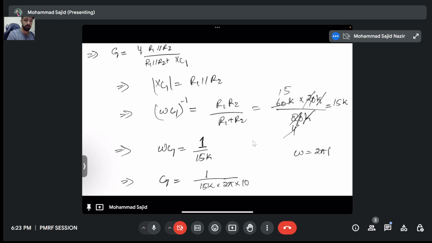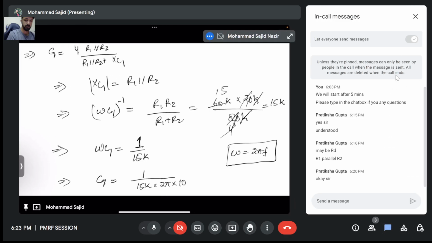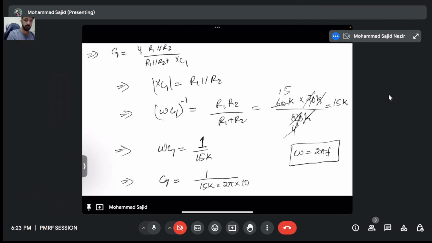Omega is 2 pi f, right? This is the definition for omega. And f is given to us in the question. That is 10 hertz. Okay, so let's just calculate it. 1 divided by 15K, divided by 2 pi, divided by 10, with pi as 3.14. So this is approximately 1 microfarad. So this is the value of the capacitance we will get.